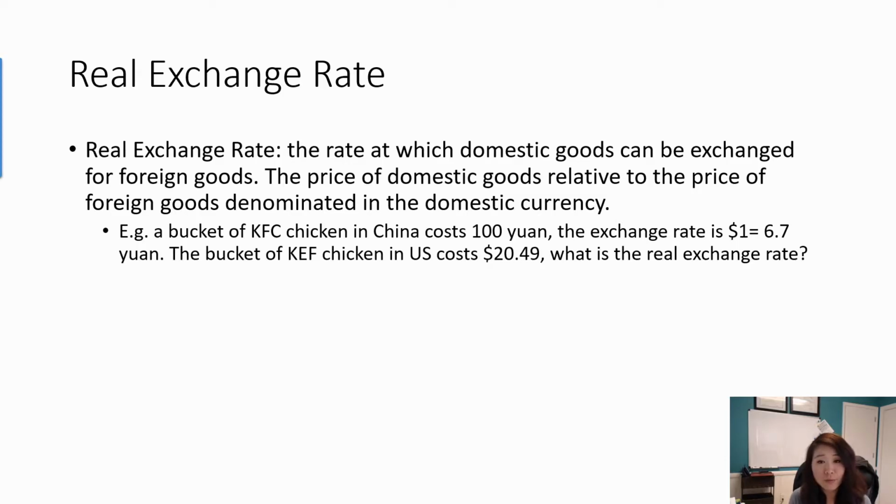To calculate the real exchange rate, we have to use the second line of the definition. The price of domestic goods, which is $20.49, relative to the price of the foreign goods, which is 100 yuan, but you need to convert it back to the US dollar. So in order to get this real exchange rate, first of all, we have to convert this 100 yuan back to the US dollar, given the exchange rate is 6.7.